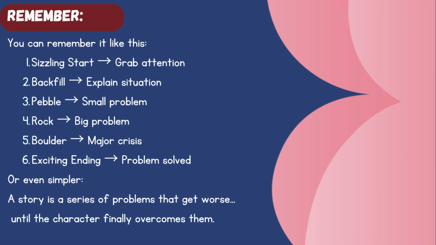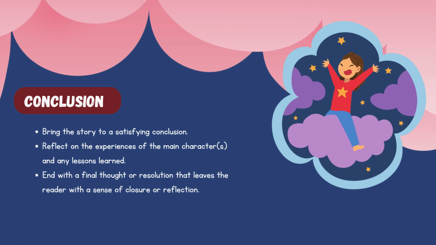So when you're writing, ask yourself, what does my character want? What stands in their way? What do they lose? And what changes in them? So your narrative is a controlled pressure. You're not telling us what happened. You're designing tension. So make sure you bring the story to a satisfying conclusion. Reflect on those experiences of your characters and any of those lessons learned, and end with a final thought or resolution that leaves your reader with a sense of closure or reflection.